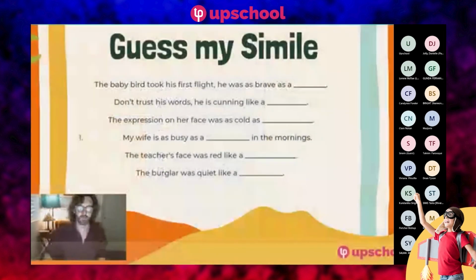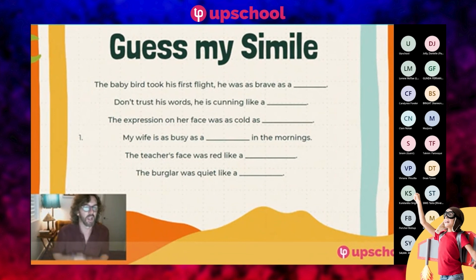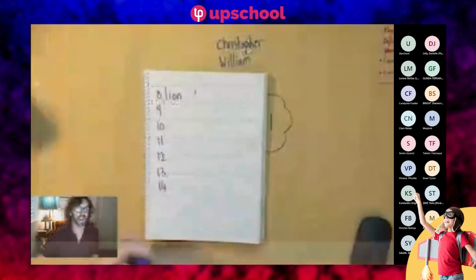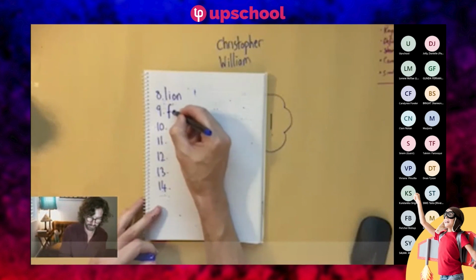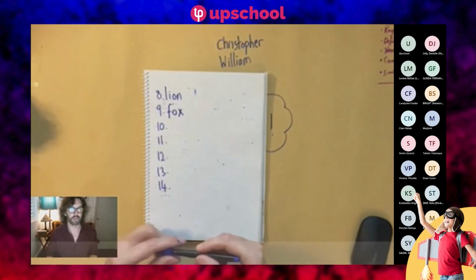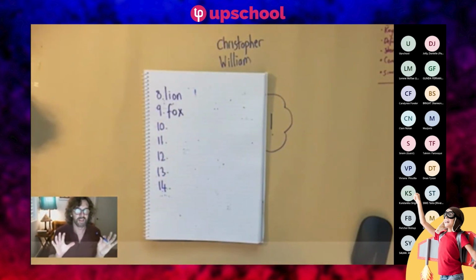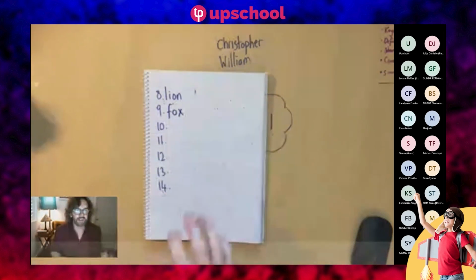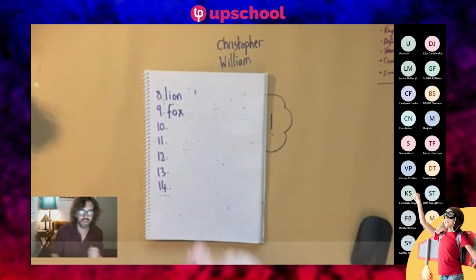Let's continue. Number 9. Don't trust his words. He's cunning like a what? What is cunning? Cunning means sneaky, breaking the rules, not always telling the truth. Well, cunning like a fox. Because a fox stays asleep all day, and when it's nighttime, it sneaks around the farm trying to find chickens, trying to find goats and things to hunt. Cunning like a fox.